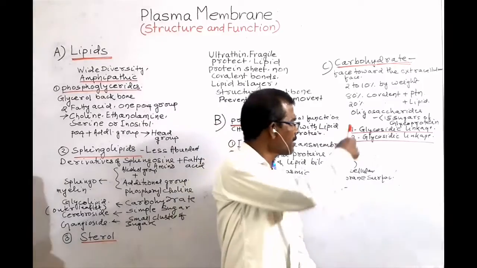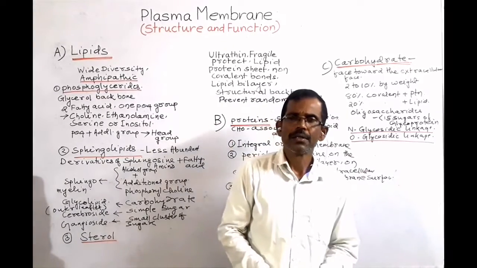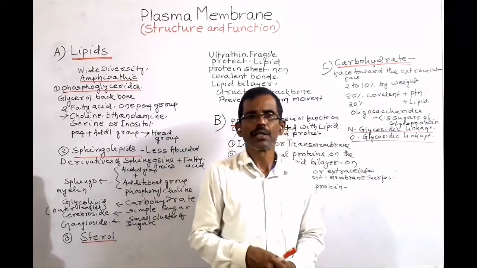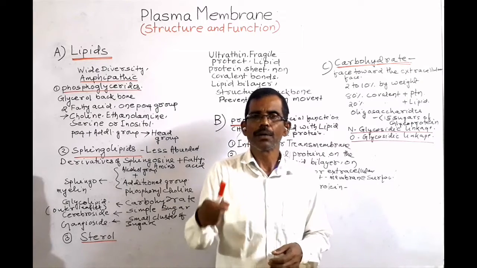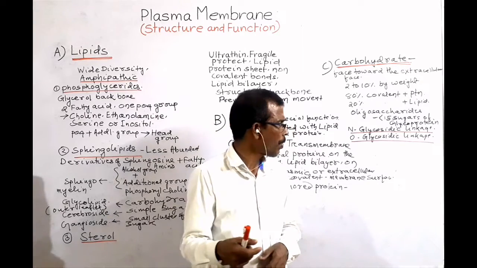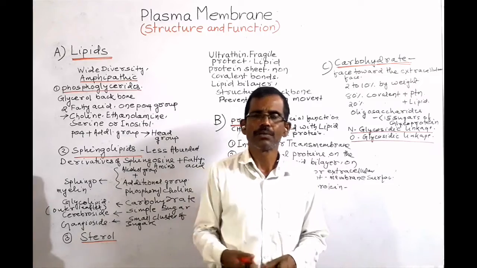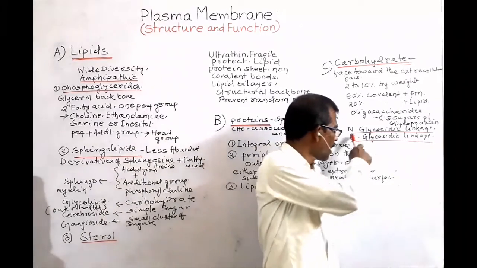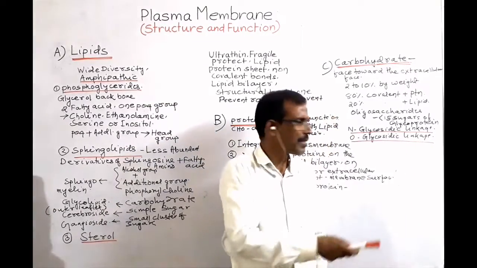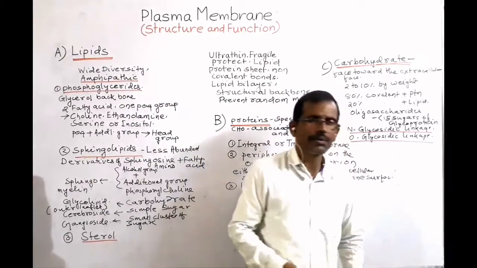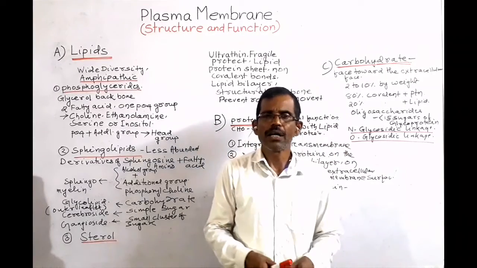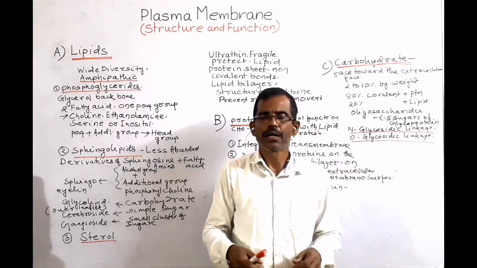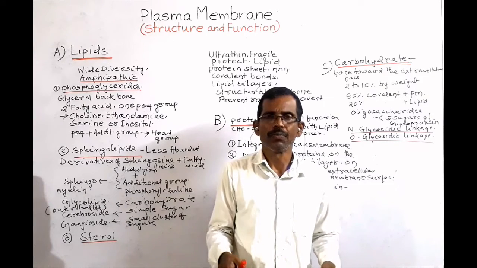And in such glycoproteins, the carbohydrate moiety is linked with the protein part with the help of two types of glycosidic bond. One is N-glycosidic linkage and the other is O-glycosidic linkage. So friends, this is about the chemical composition of cell membrane.